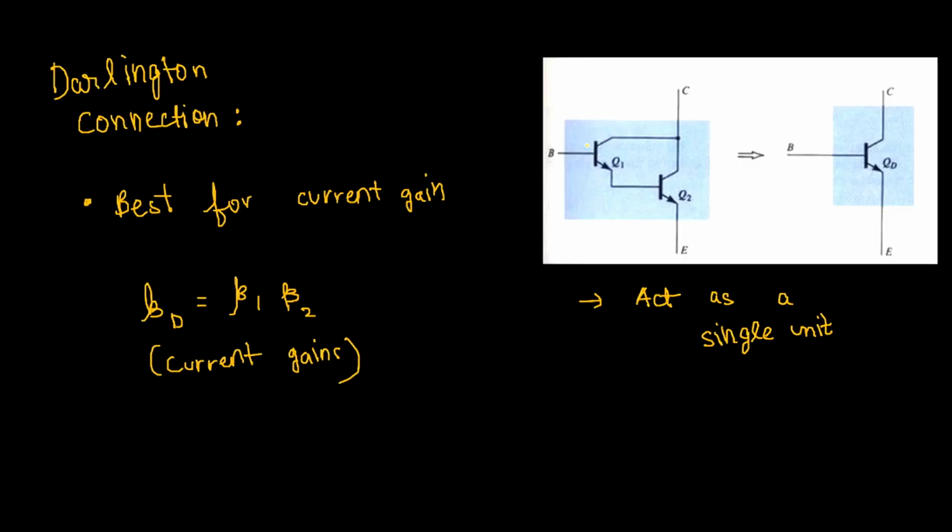The last type of connection that we have is the Darlington connection, which is the best for current gain. Let's say individually each of these transistors has a current gain of beta 1 and beta 2. Now they're going to have a current gain equivalent to the product of their individual gains. And when you attach these two transistors in a Darlington connection, they always act as if they are a single unit. So with that, we are done with multistage amplifiers too.